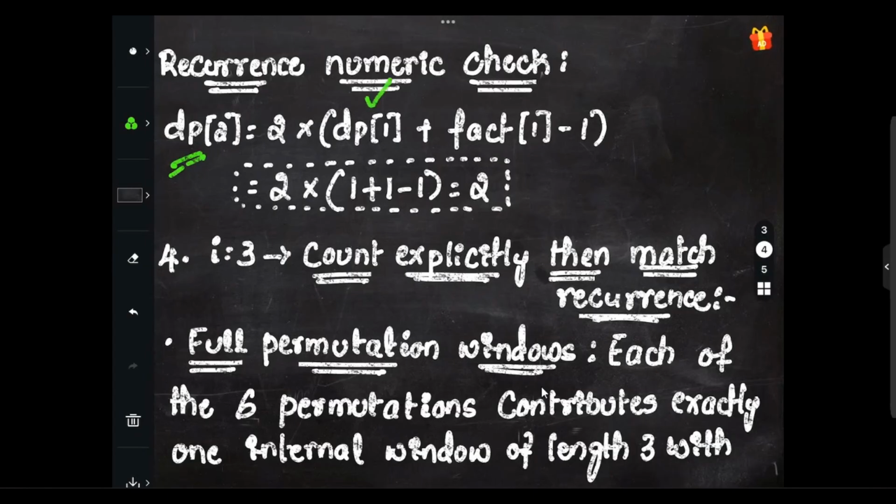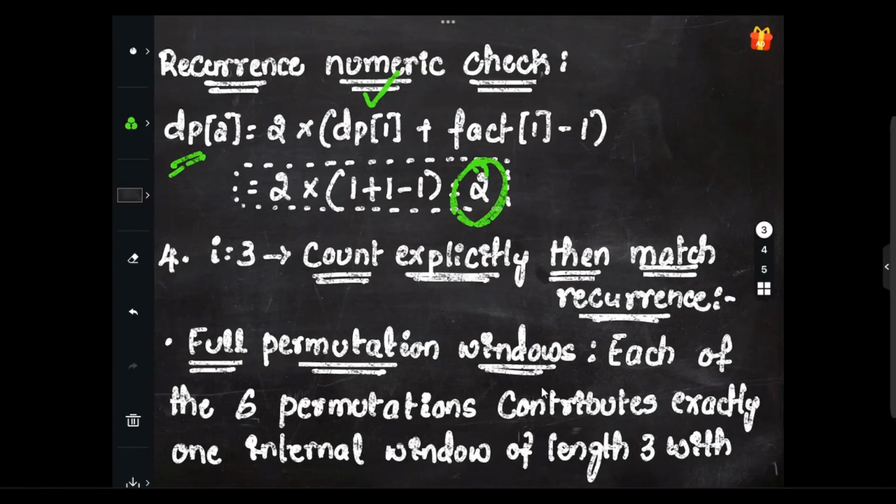So dp of 1 is 1, we know this one, right? Initially i equals 1. Factorial of 1 is also 1, it remains 1 itself. So dp of 1 is 1; 1 plus 1 minus 1 is 1, 1 minus 1 is 0, nothing but 1 is left, 2 into 1 is 2. So we are done with the third step.